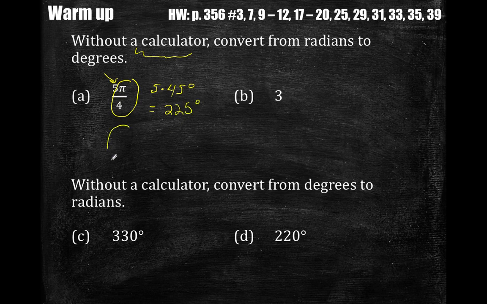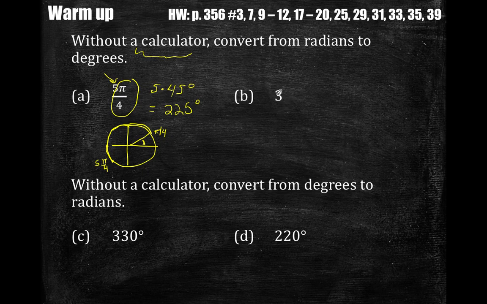And remember, if you think about your unit circle, here's pi over 4, right here. That's 1 pi over 4. Here's 2 pi over 4. Here's 3 pi over 4. Here's 4 pi over 4, or pi. And here's 5 pi over 4. Right? Or 5 times 45.